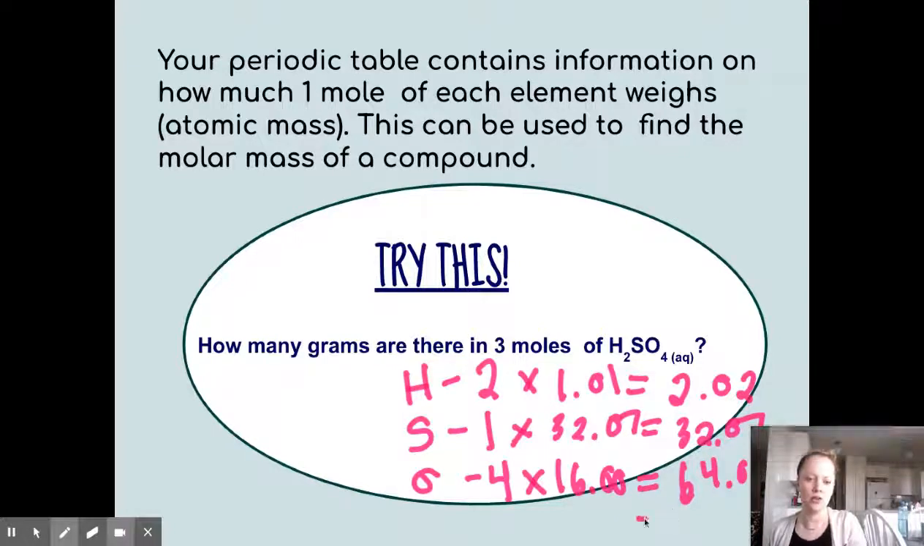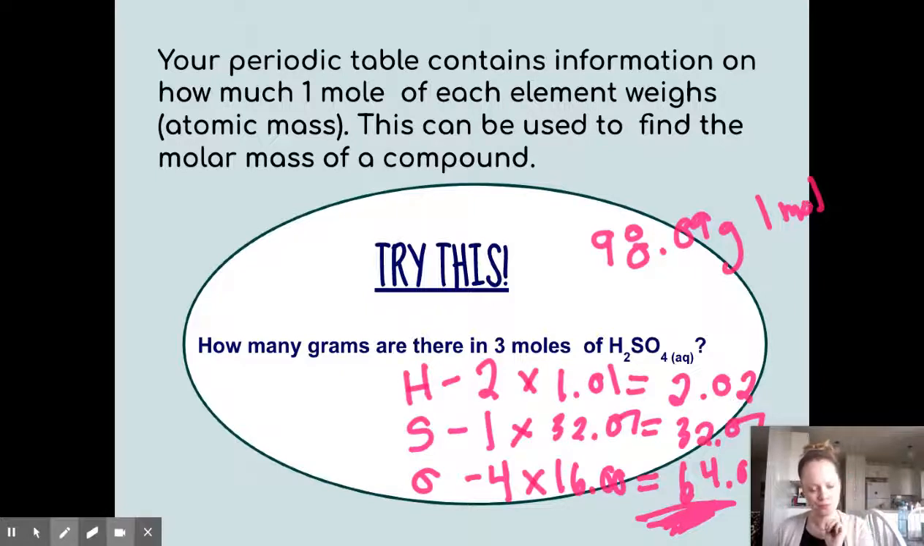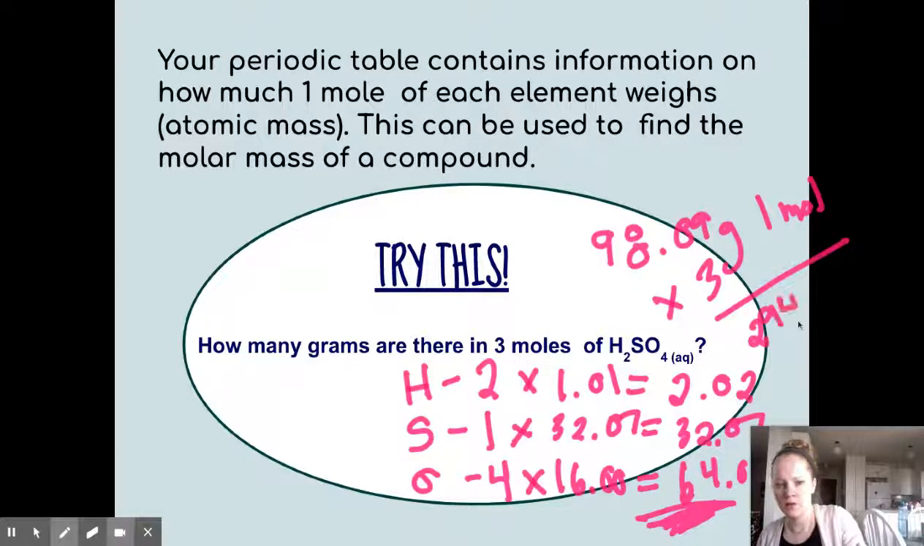And for a total of, I'm going to put this on top because I'm running out of room on my bottom, 98, I'm just going to add those all up, 0.09 grams in 1 mole. Okay. If I need 3 moles of them, I'm strictly going to, and very easily, multiply by 3. So if I multiply this whole thing by 3, I should get 294.27 grams in 3 moles of sulfuric acid.